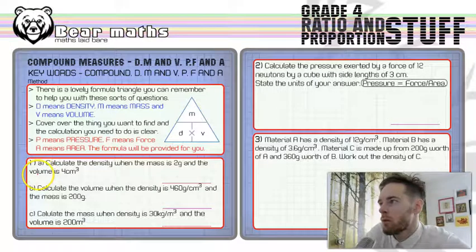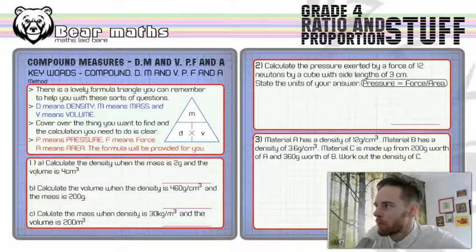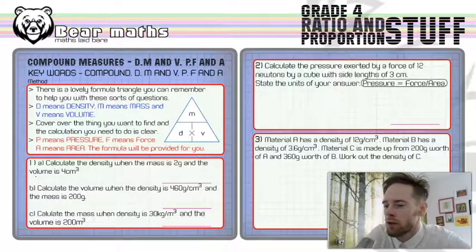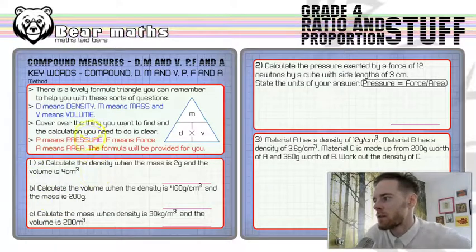This video is compound measures: density, mass, volume, pressure, force, area. It follows on from speed, distance, time quite nicely, but it's a level up. Keywords are compound, again explained in the last video, when two things are stuck together. DMV stands for density, mass and volume. Those three things are connected. And pressure, force and area, those three things are connected. They're separate from each other, but they're connected as the threes that they are in.